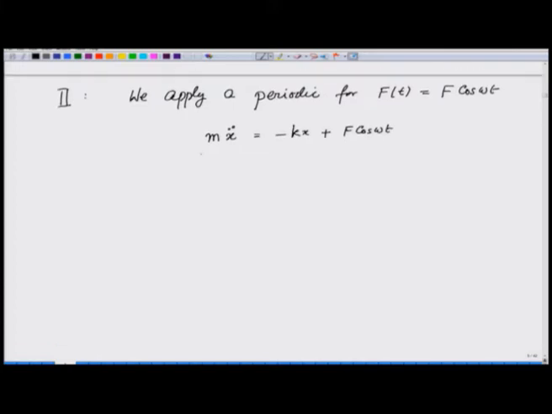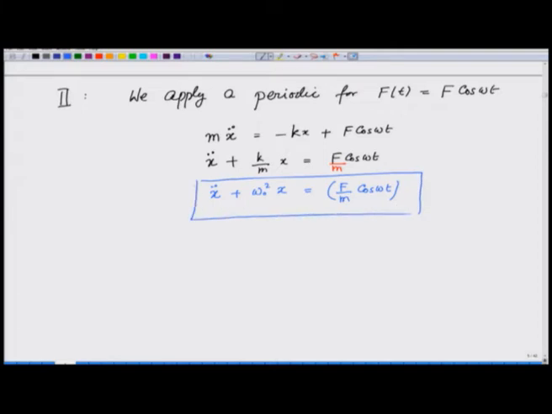I can divide by m all over and write this as x double dot plus k over m x equals f over m cosine of omega t, which is the same equation as x double dot plus omega 0 square x equals f over m cosine of omega t. That is the equation to be solved. Let us see what happens in this case.